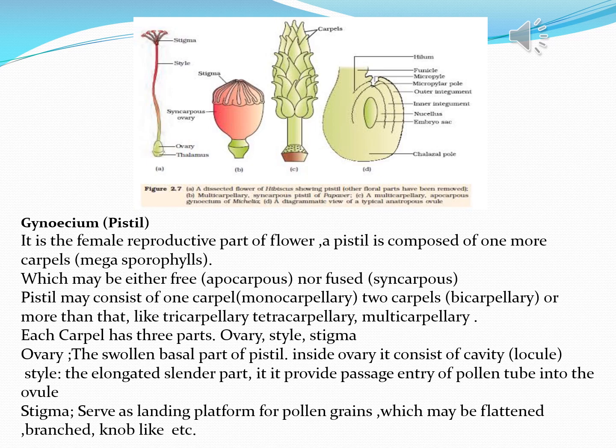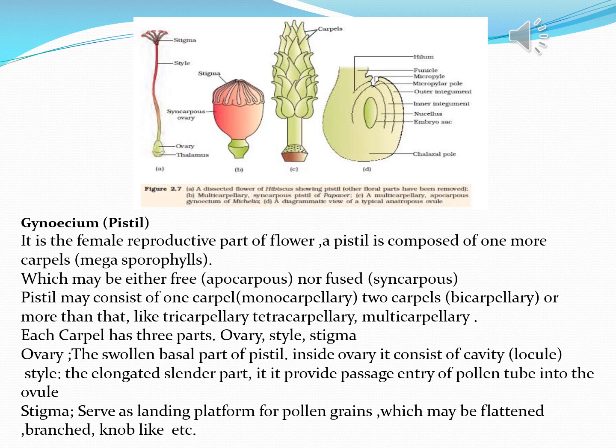Each carpel consists of three parts: ovary, style and stigma. Okay, the ovary. The ovary is the swollen basal part of the pistil. So that swollen part we call the ovary.